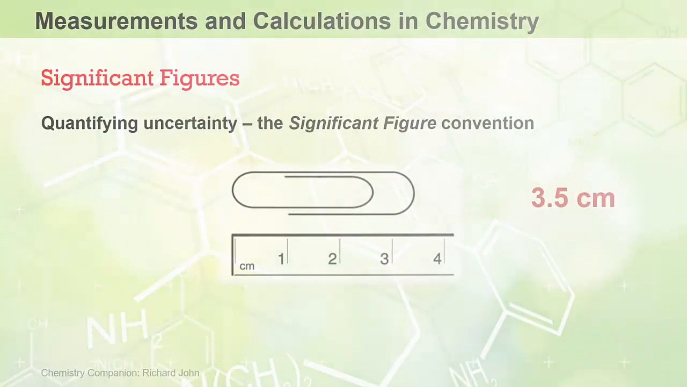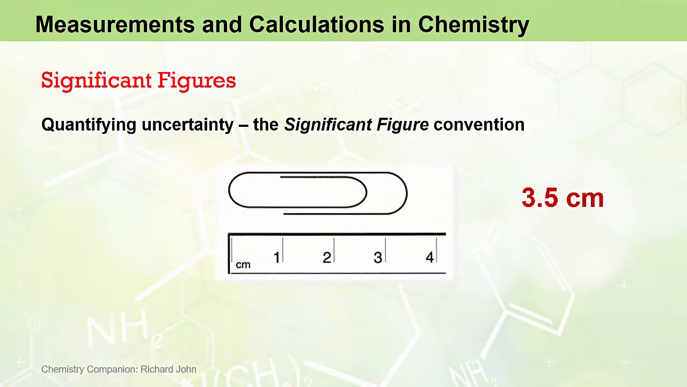measurements. Here we have our paperclip from previous videos, which we have measured to be 3.5 centimeters in length. The measurement has uncertainty associated with it because of the limitations of the ruler's scale, which has divisions set at 1 centimeter apart. Using this ruler, we can be very confident that the paperclip is between 3 centimeters in length and 4 centimeters in length.